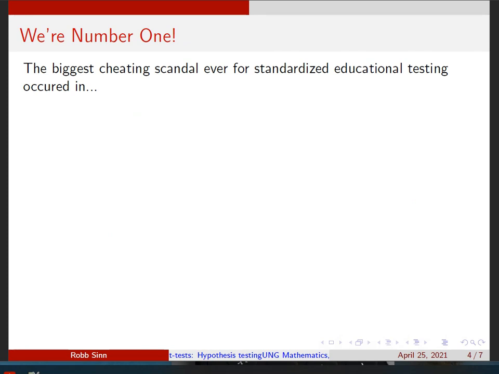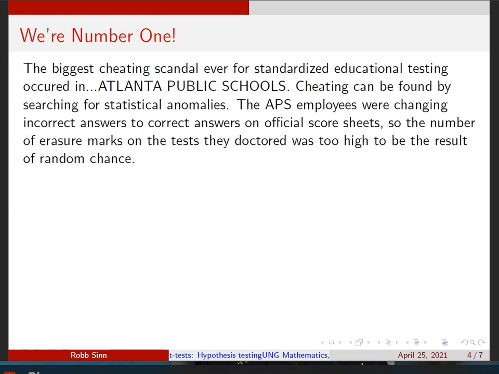Okay, so the biggest cheating scandal ever for standardized educational testing occurred in, you guessed it, Georgia. Cheating can be found by searching for statistical anomalies. The Atlanta Public School employees were changing incorrect answers on the students' papers to correct answers on the official score sheets, so the number of erasure marks on the tests they doctored was too high to be the result of random chance. I actually read an article, and I did my best to be true to what actually happened.